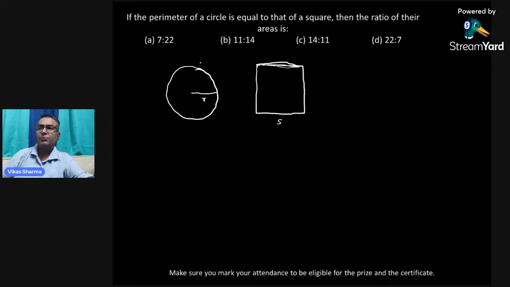What is the perimeter of a circle? It is the circumference of the circle. So 2 pi r should be equal to the perimeter of the square, which is 4s. So 2 pi r is equal to 4s, that is given to us. We have to find the ratio of their areas. Area of a circle is pi r square, upon area of a square, which is s square.